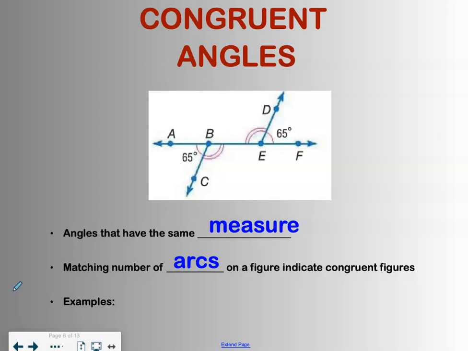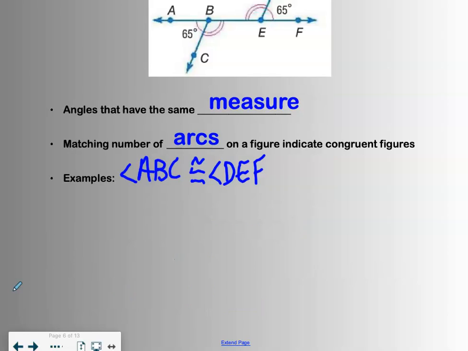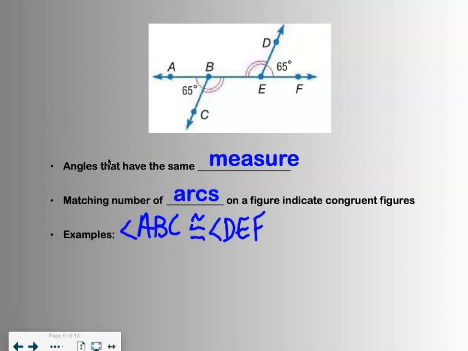So if I look right here, do you guys see angle ABC is 65 degrees? It has one little slash through it. What angle would be congruent to that? Yep, DEF. Why don't you guys write that down for an example? Those 2 angles are congruent. And then you guys see how angle CBE right here has 2 arc marks? It would be congruent to the other angle with 2 marks. Does that make sense? So they correspond to each other.